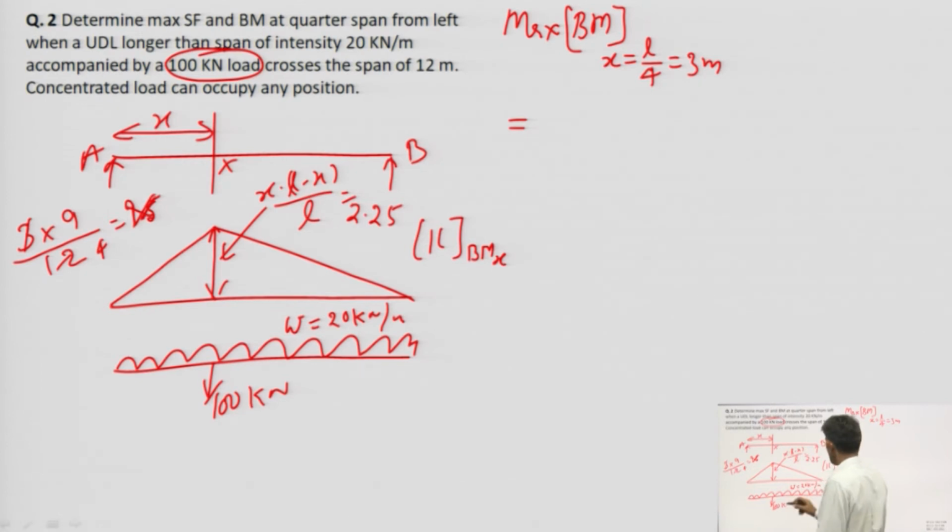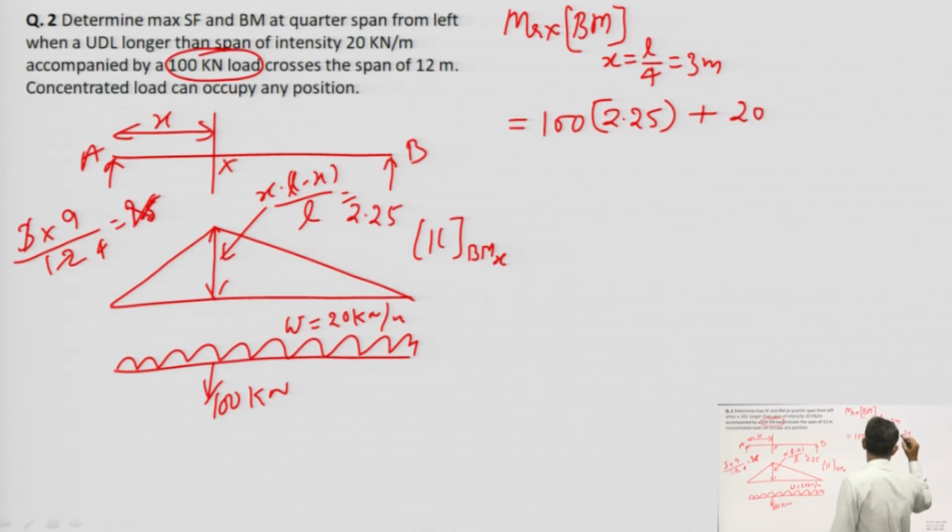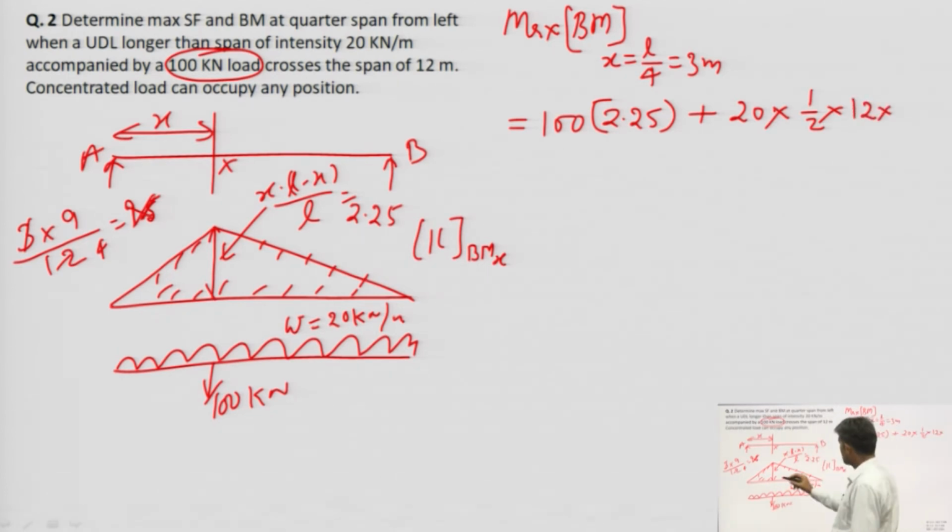So, let us calculate it. For the point load it is 100 multiplied by the ordinate, and the ordinate value is 2.25. For the UDL, we will multiply the intensity with the area of this IL diagram. The area will be half into length, the length is total 12, into the ordinate, which is how much?